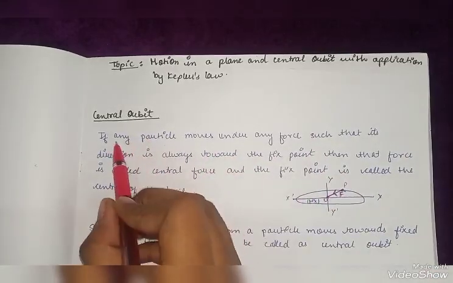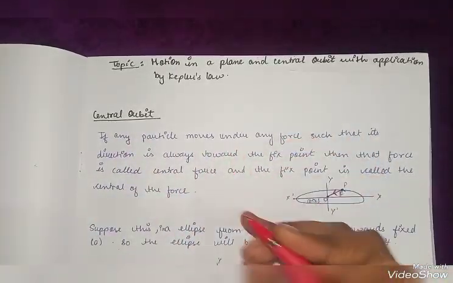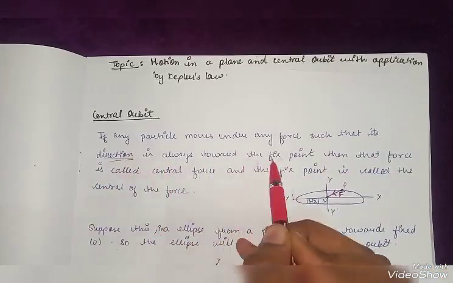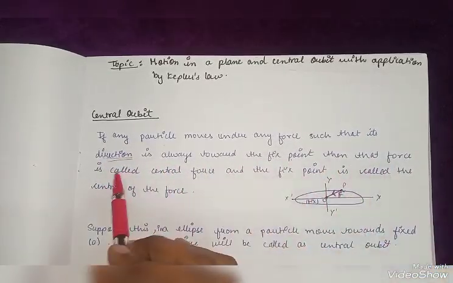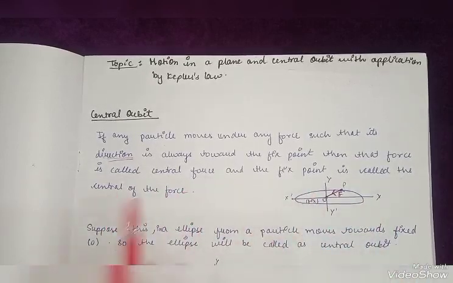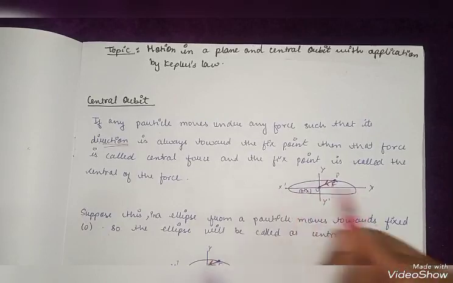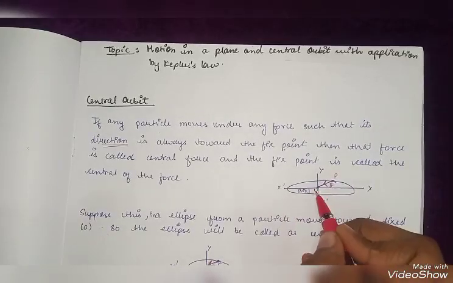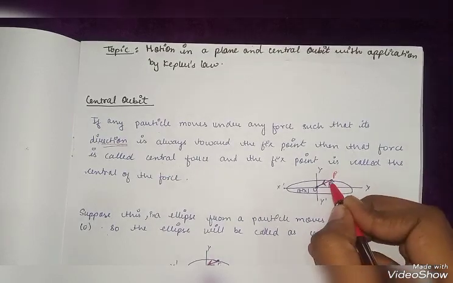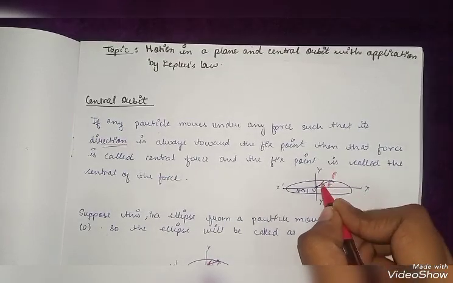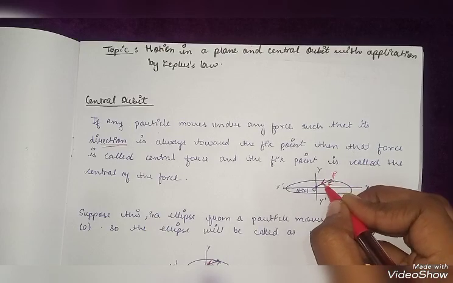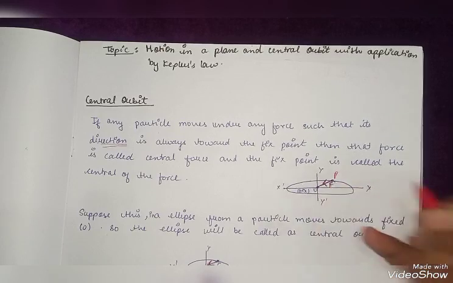If any particle moves under any force such that its direction is always towards a fixed point, then that force is called the central force, and the fixed point is called the center of the force. In this particular diagram, you can see O is a fixed point and P is the position of the particle. Here, the particle is directed towards the fixed point O, due to the central force F.